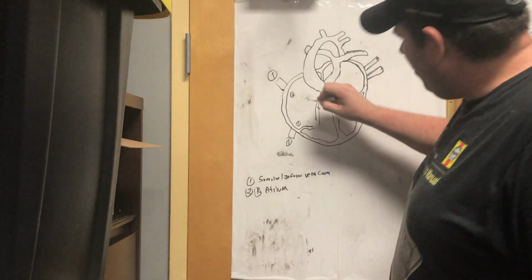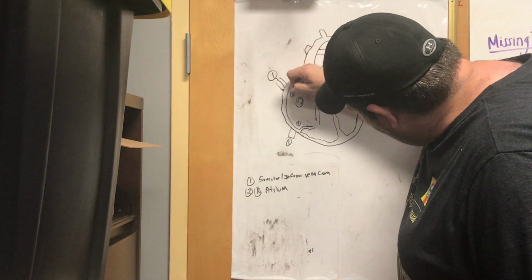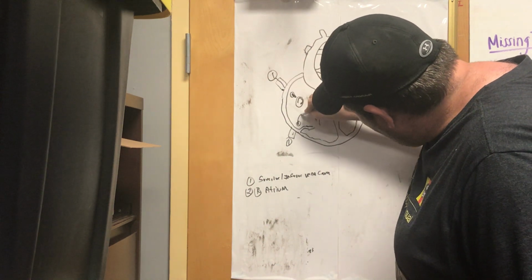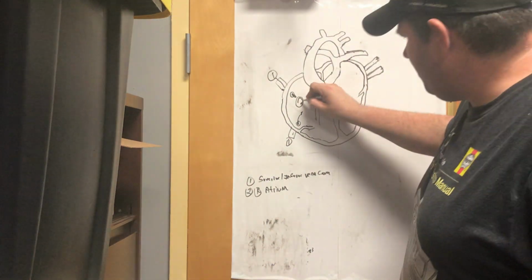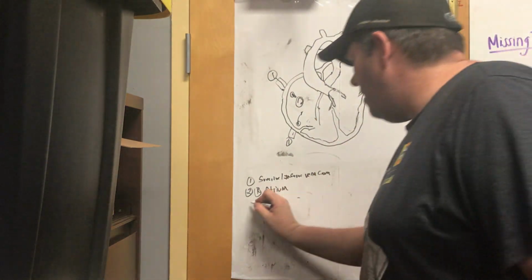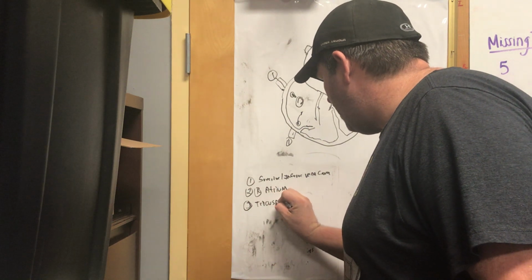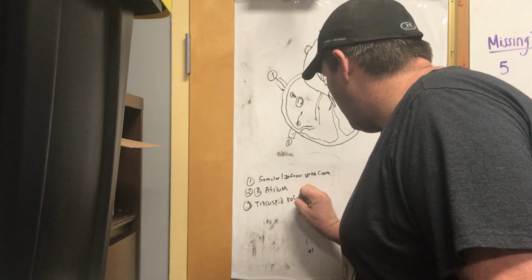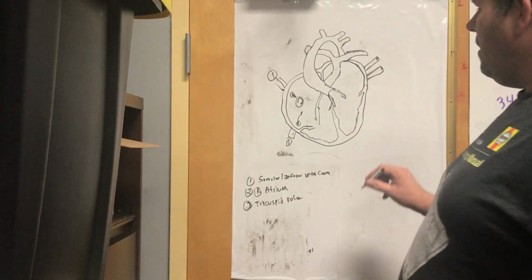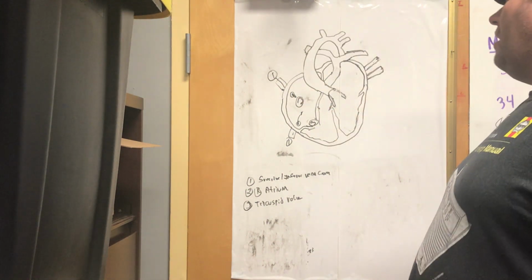Okay, so we're here, right? It goes in here and it's coming out into the right atrium, which is number 2 right here. So then we need to go through the tricuspid valve, right? The tricuspid valve is right here, this valve.